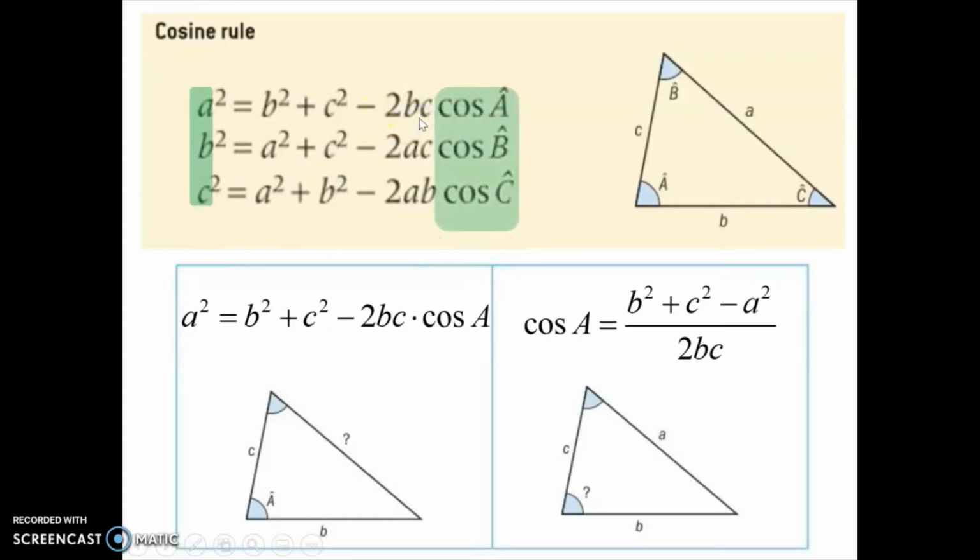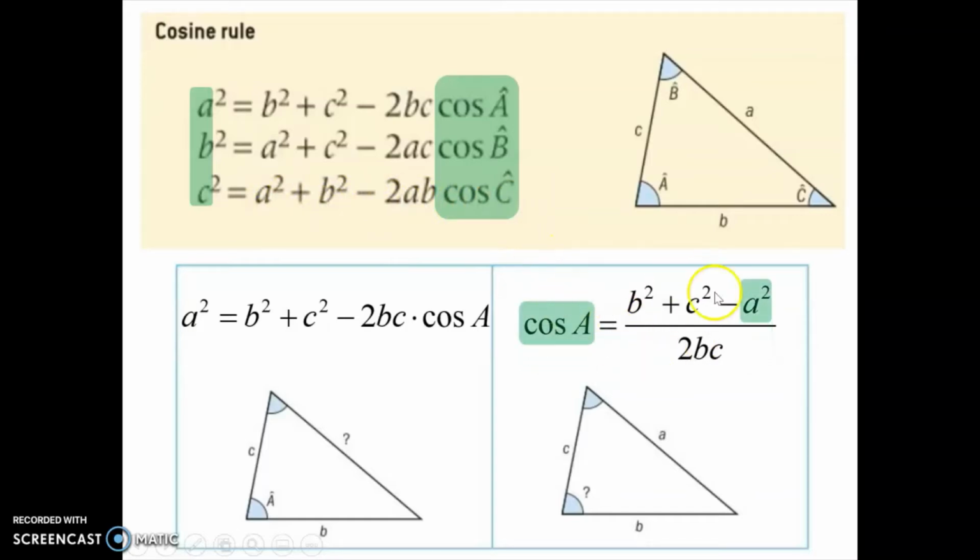Main thing to remember is, when you write the cosine rule, if you have the side a here, then at the end you have to have the cosine of the angle that is across from that side. Okay? And if we had b squared here, then we have cosine b here. And if we had c squared here, then cosine c. And in the middle there, the other two sides. And the other two sides here as well. Okay, so that's the cosine rule.